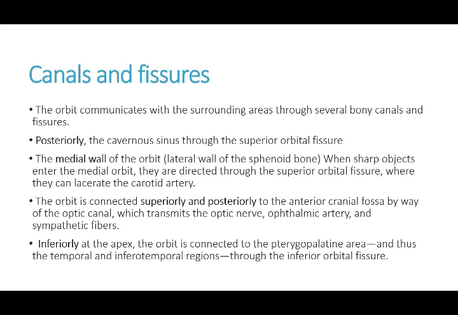Now the orbit is connected superiorly and posteriorly to the anterior cranial fossa by way of the optic canals, which transmit the optic nerve, the ophthalmic artery, and the sympathetic fibers. Inferiorly at the apex, the orbit is connected to the pterygopalatine area and thus the temporal and infratemporal regions through the inferior orbital fissure.